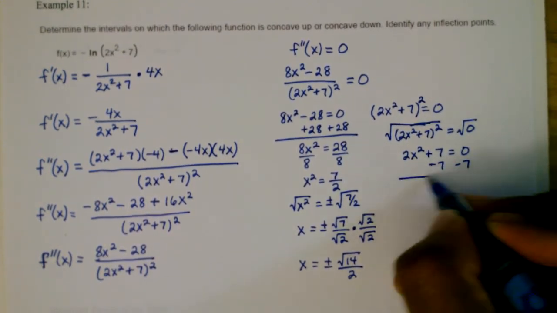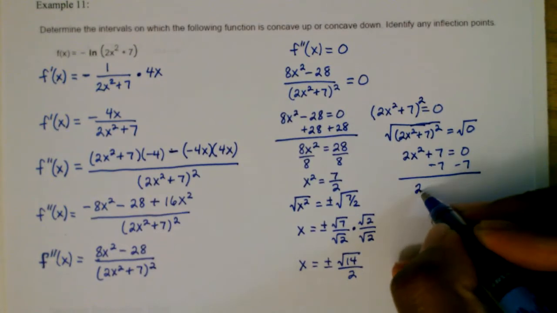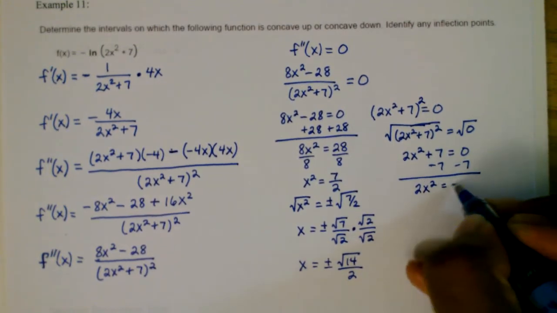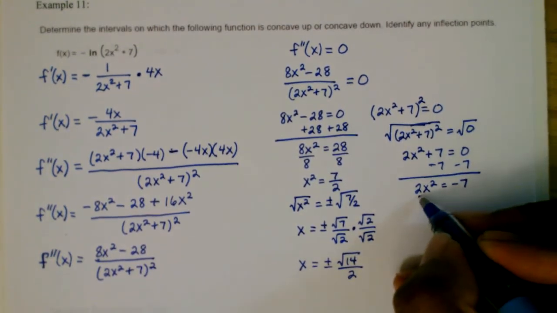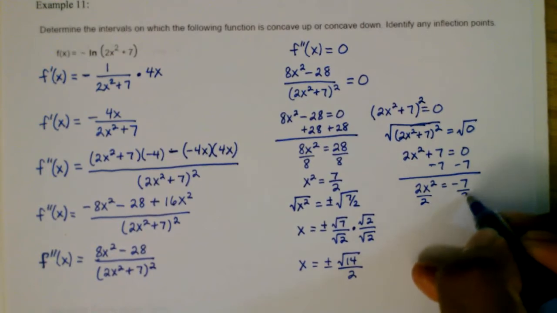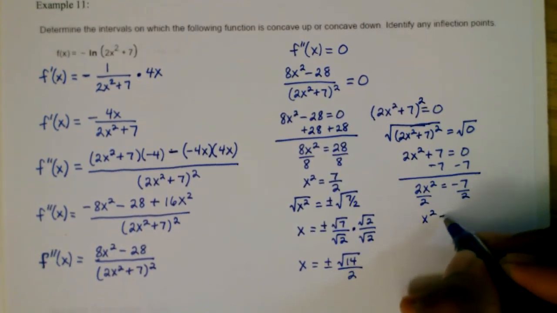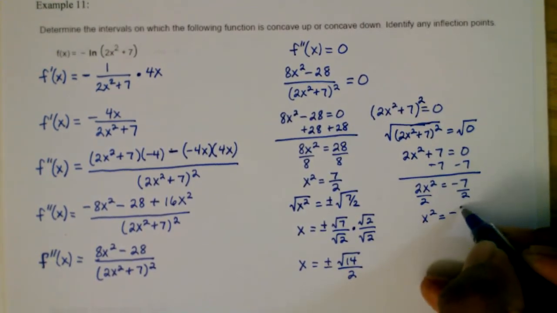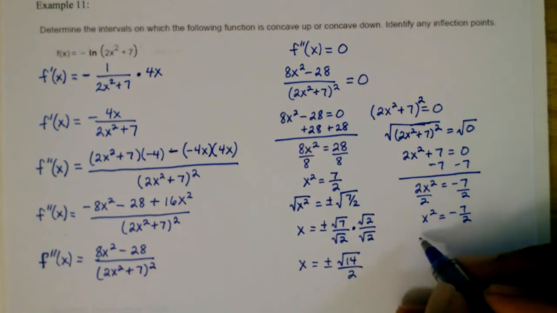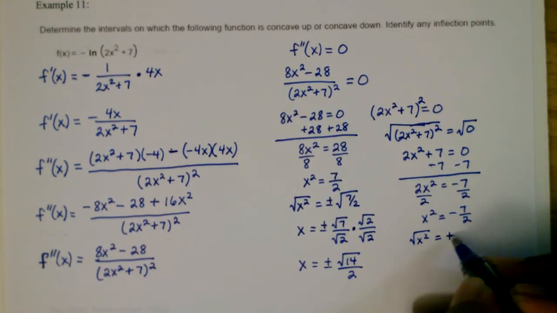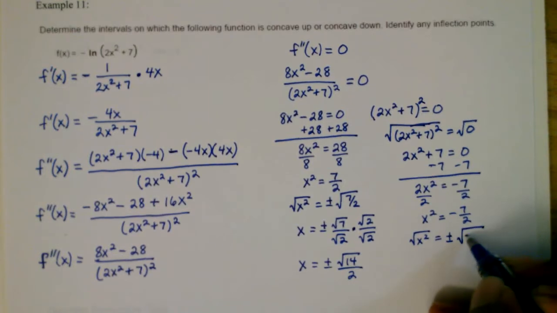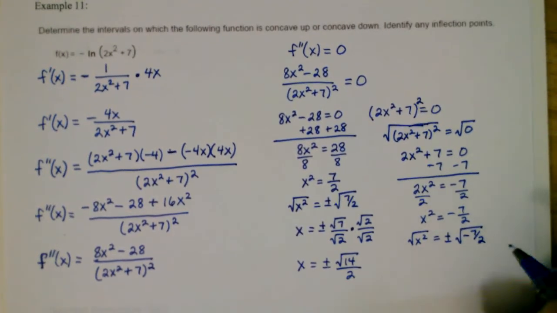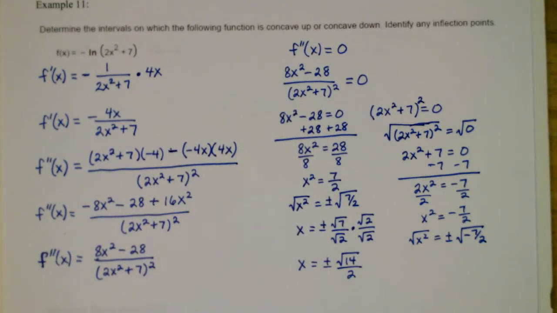Subtract 7, you'll get 2x squared is equal to negative 7. Divide both sides by 2. This will be x squared is equal to negative 7 halves. But if I take the square root on both sides, of course, I need the plus or minus, by the way. Notice I can't take the square root of a negative number at all.